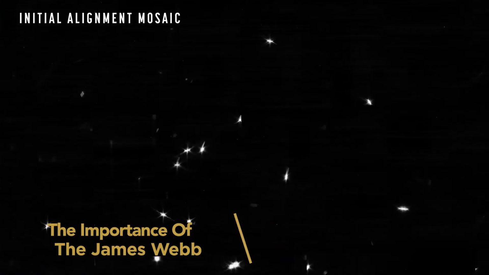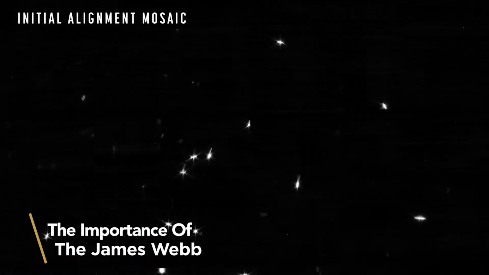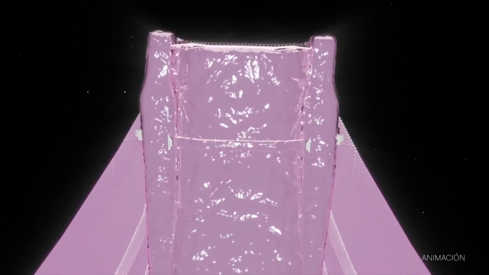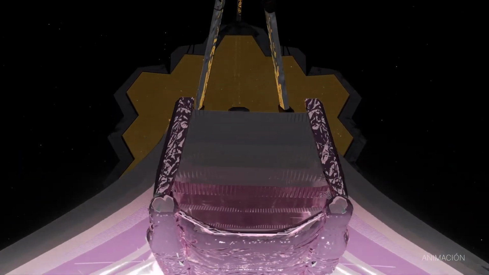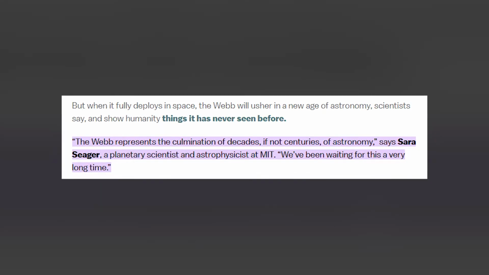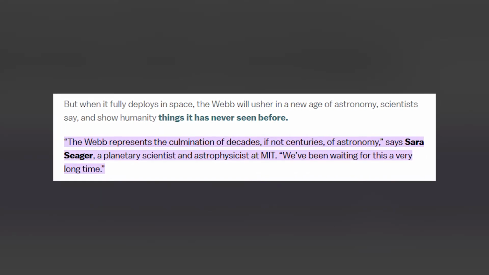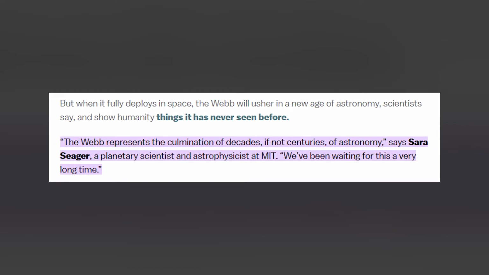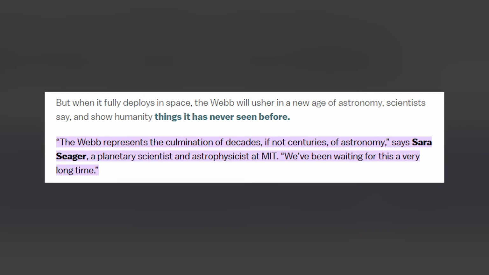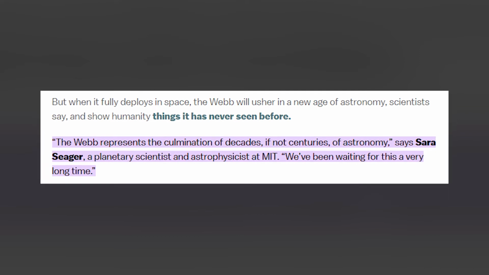The importance of the James Webb. Needless to say, there are a lot of expectations upon this telescope, and as a result, people are hoping that it can deliver on all of them. The Webb represents the culmination of decades, if not centuries, of astronomy, says Sara Seager, a planetary scientist and astrophysicist at MIT. We've been waiting for this a very long time.